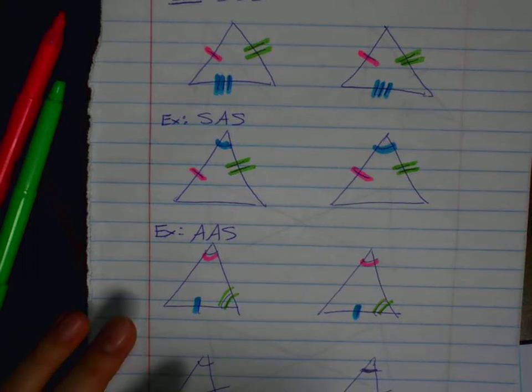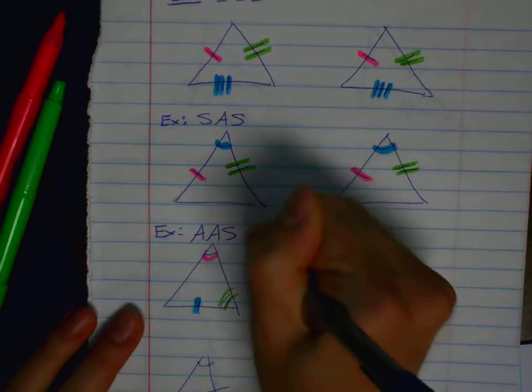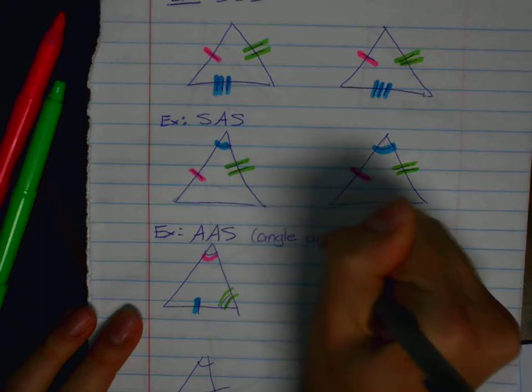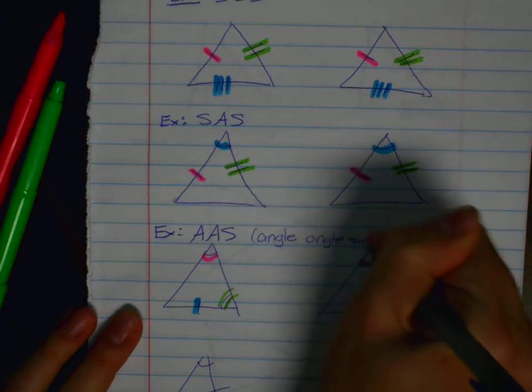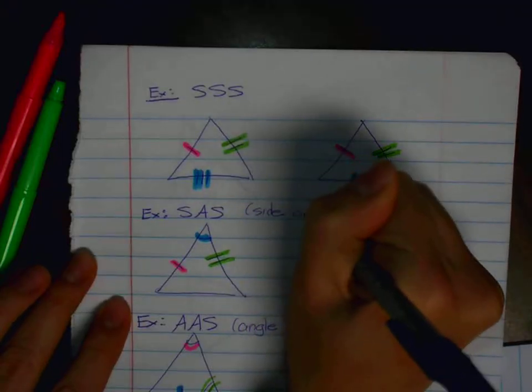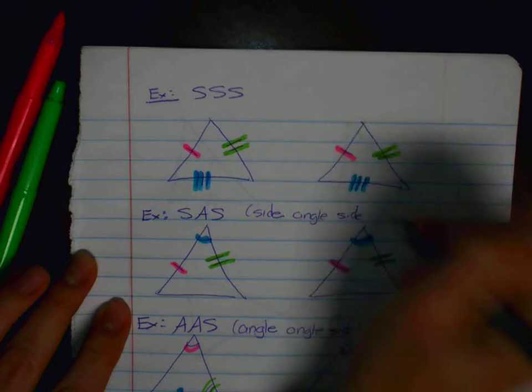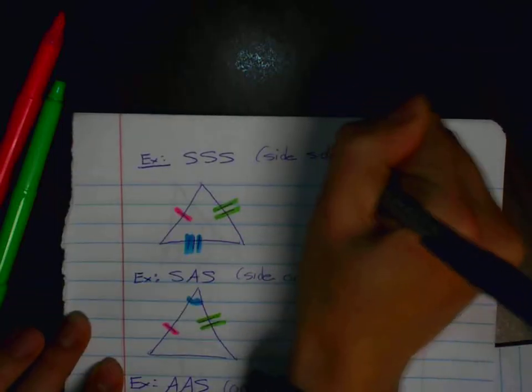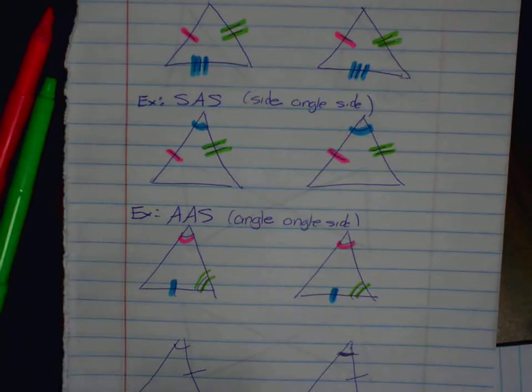And typically, instead of writing them out, and I should be writing these out for you, angle, angle, side, we just use AAS, or this one, side, angle, side, or side, side, side. So in a proof, you don't need to write out angle, side, angle. You can write ASA.